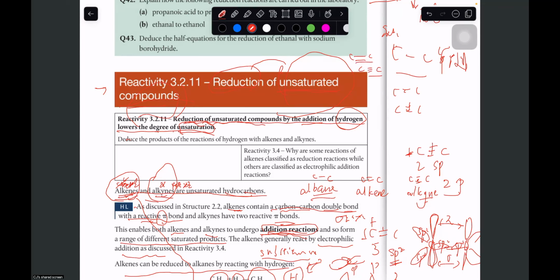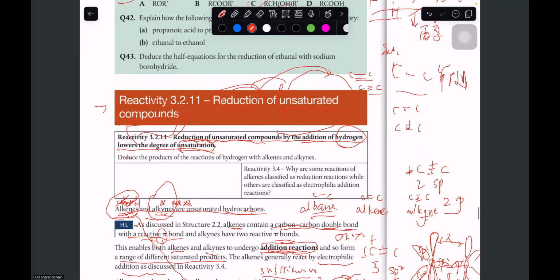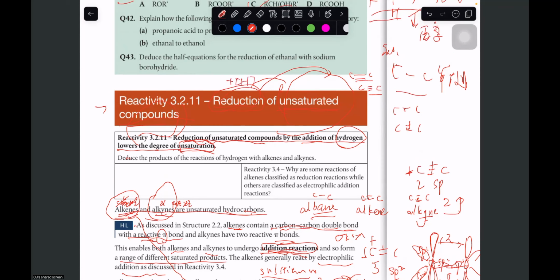Yeah. Just like this one. This is the unsaturated bond. So how to reduce it? The reduction means gaining hydrogen or losing oxygen, through breaking the bond to the hydrogen or oxygen.